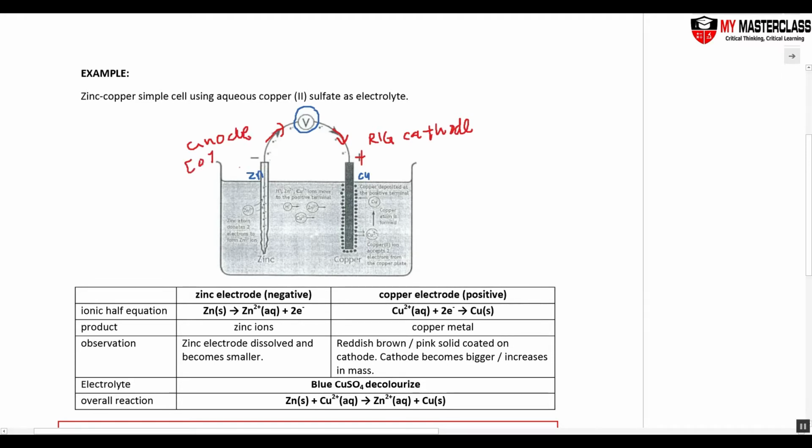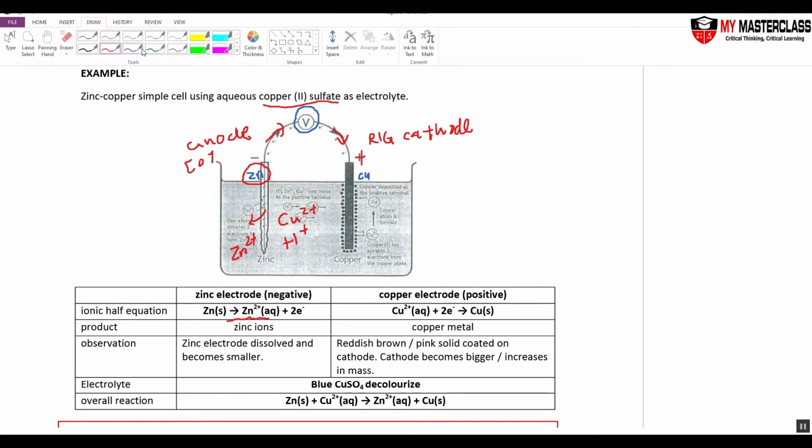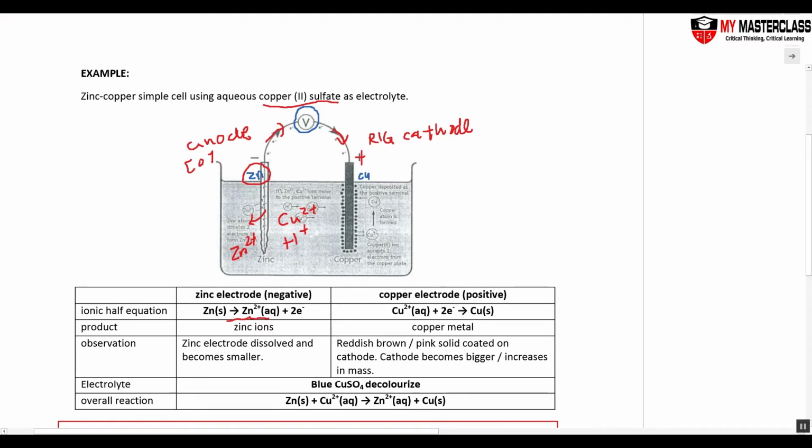So what is the oxidation? It's this reaction where my zinc metal dissolves to form Zn2+. So there will be Zn2+ in the solution because the zinc metal dissolves. The electrolyte that I'm using is copper sulfate. So in copper sulfate, there's Cu2+, and because it's aqueous, there's also H+. These cations get attracted over to the cathode.